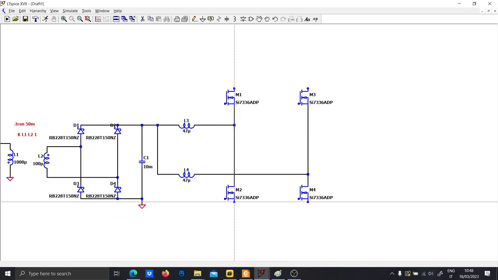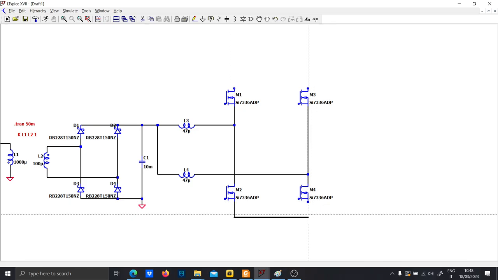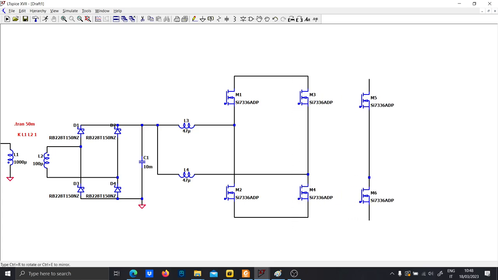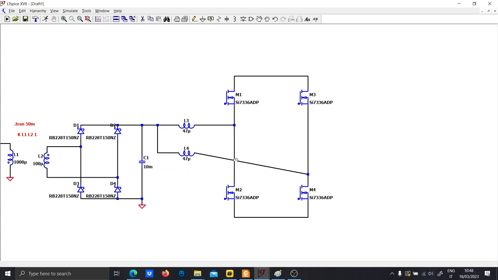As you can see in this config, you can put even another boost converter, just by copying this and putting another inductance below. Let's just use two, but you got the picture.